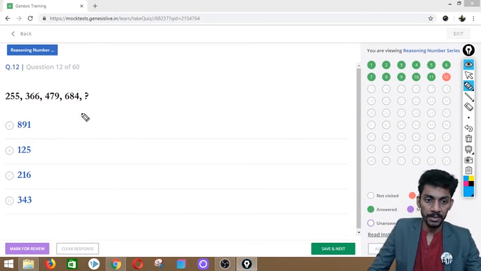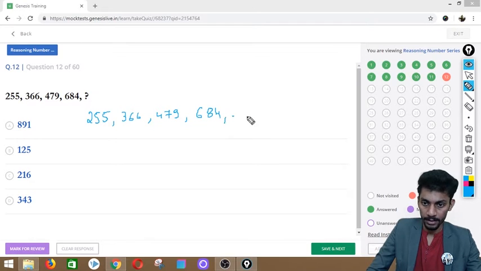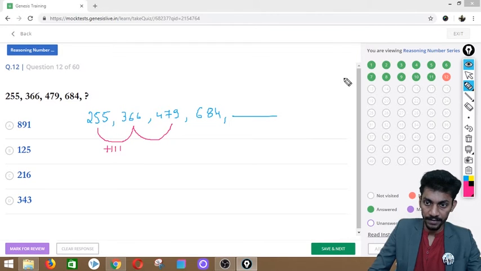Question number 12. Question number 12 says 255, 366, 479, 684, dash. Okay. Let's take the differences first. What's the difference here? Everything is increased by 1, 1, 1. It is plus 1, 1, 1. What's the next difference? We'll calculate if you want.